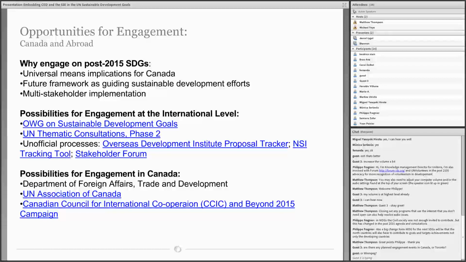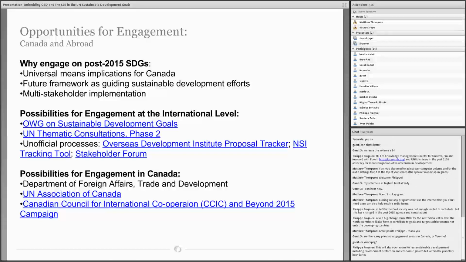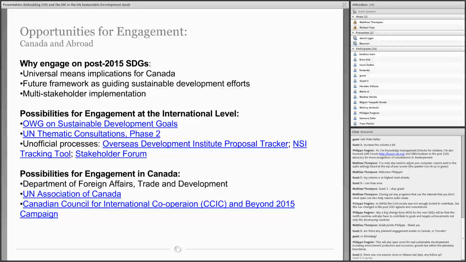And then I've listed some unofficial processes. The Overseas Development Institute has a proposal tracker, which essentially just tracks different proposals that are out there. NSI has a tracking tool that lists the indicators and targets. And Stakeholder Forum is using crowdsourcing, where people can go online and inject their ideas for priorities going forward. So even through these means, these actors are engaging in this process and collecting ideas about priorities going forward.